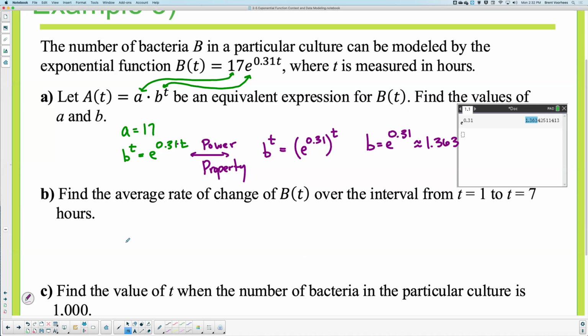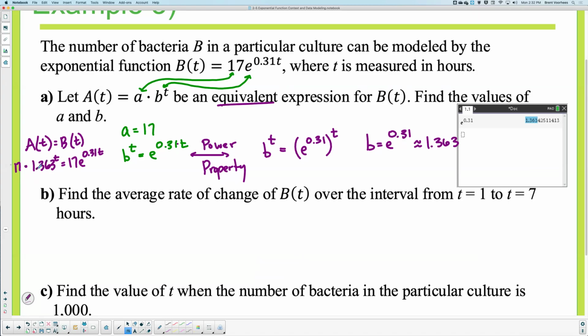Now, what does that mean? That means my equation A of t is equivalent. Let me write it on this part. Sorry. A of t is equivalent. That means that A of t equals B of t, though they would look different. A of t would be 17 times 1.363 to the power t, but that would equal this equation over here, 17e to the 0.31t. I just want you to know that these two equations are equal to one another.